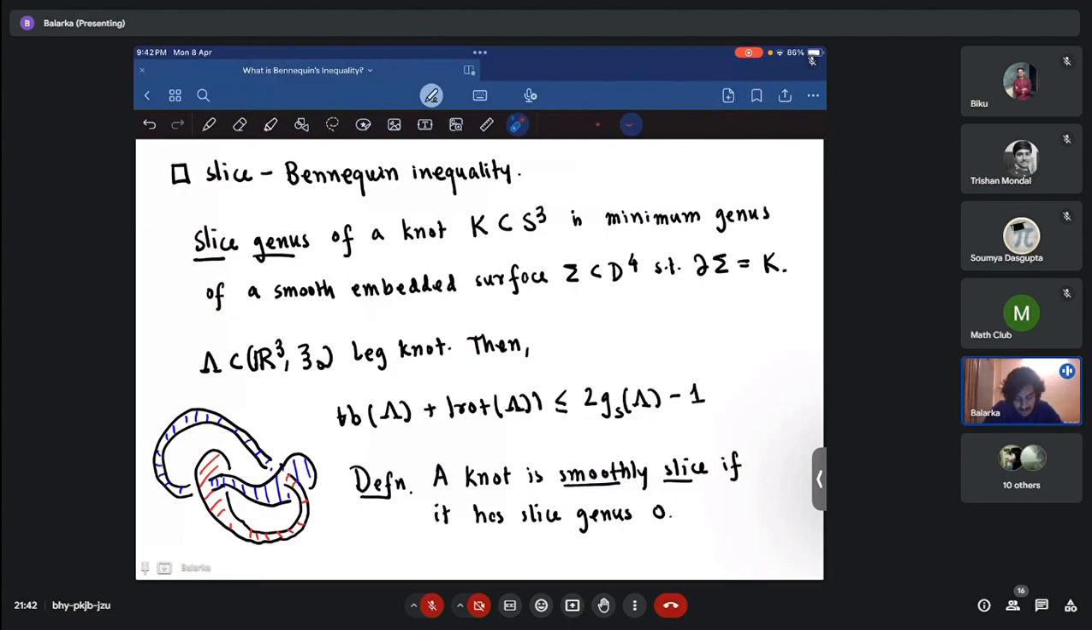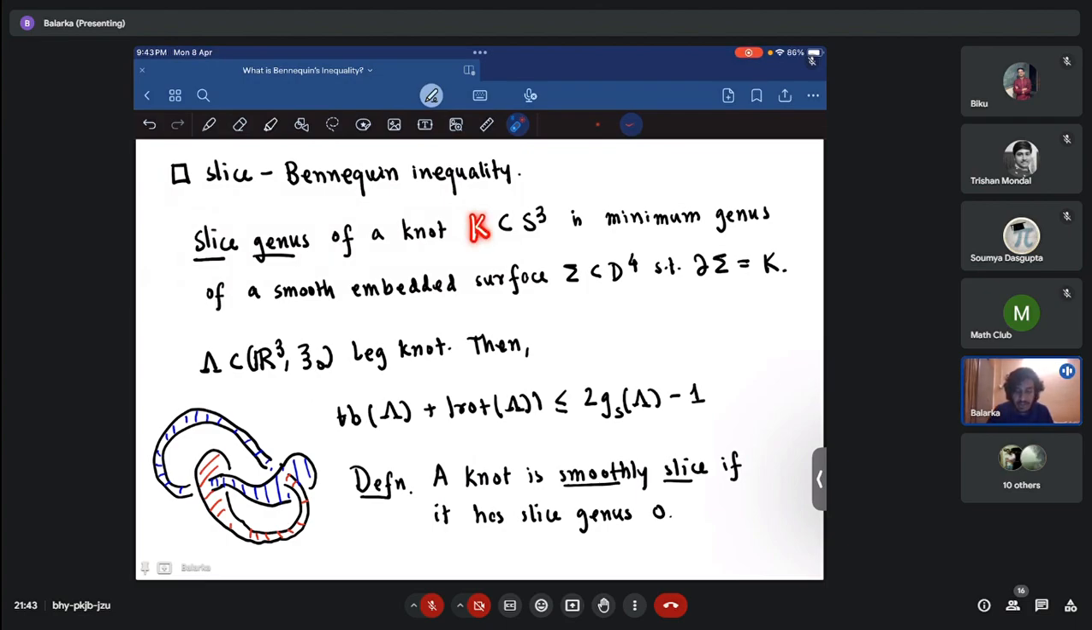Okay. It's not a straightforward application. There are many hard steps involved, but hopefully I can convey each step. So the first thing is that the Bennequin inequality has a very intriguing generalization to what is known as a slice Bennequin inequality. So for that, I need to describe to you what a slice knot is. The idea is something like this.